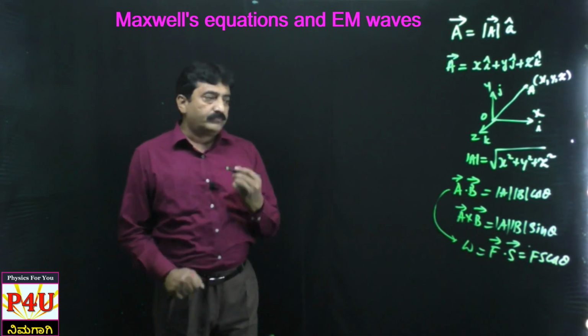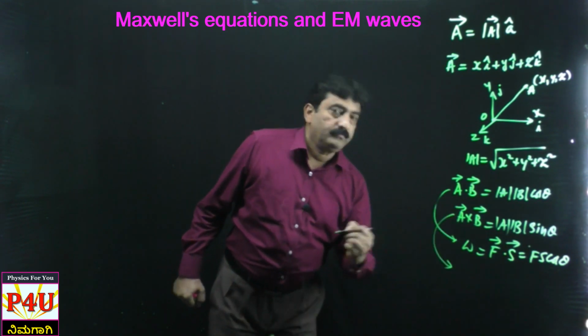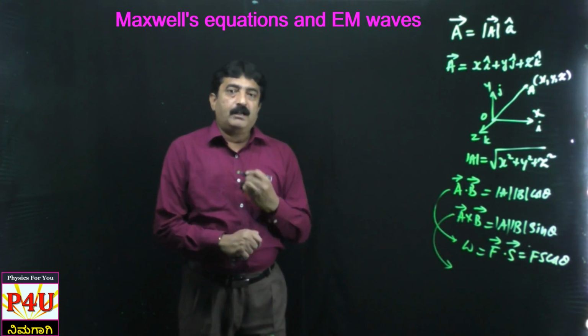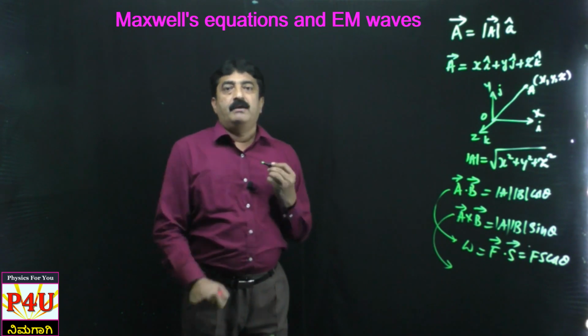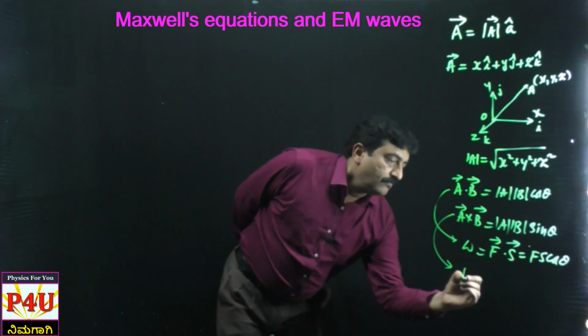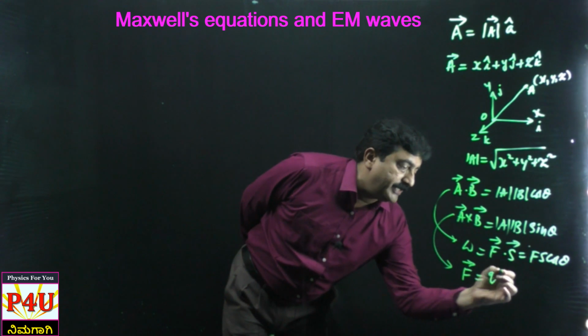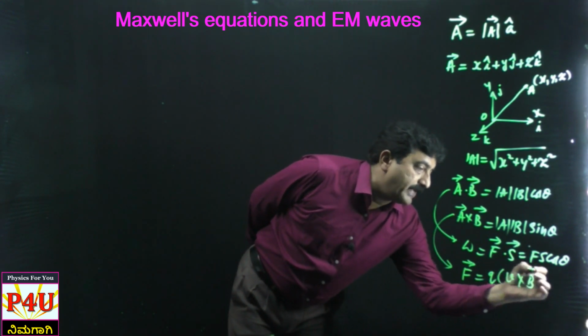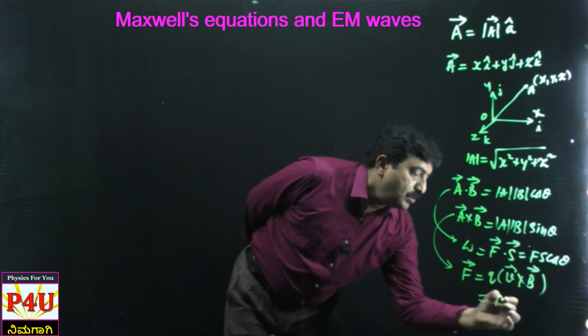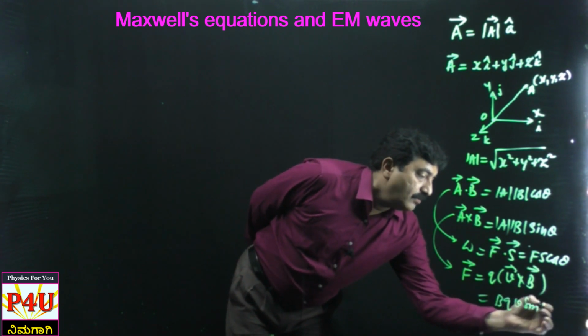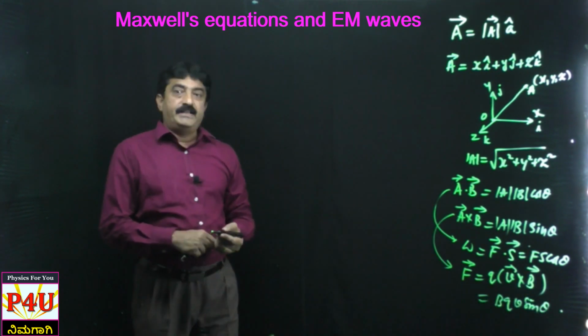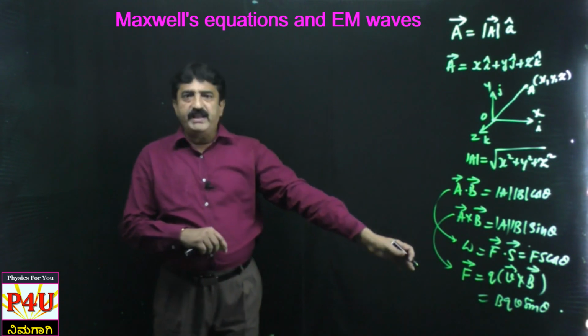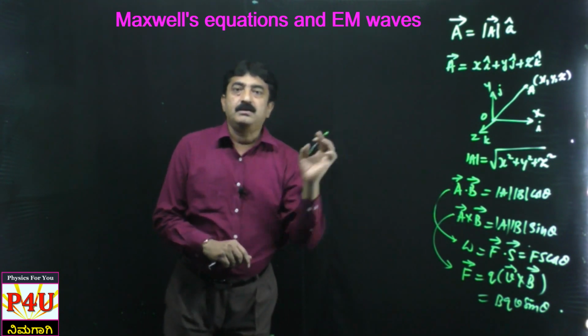is a scalar. Next, cross product is also called a vector product because it finally ends up in a vector quantity. For example, the force acting on a charged particle is Q into V cross B, that is B Q V sin theta, the force acting on a charged particle placed in the magnetic field. You can give many examples for dot product and cross product.